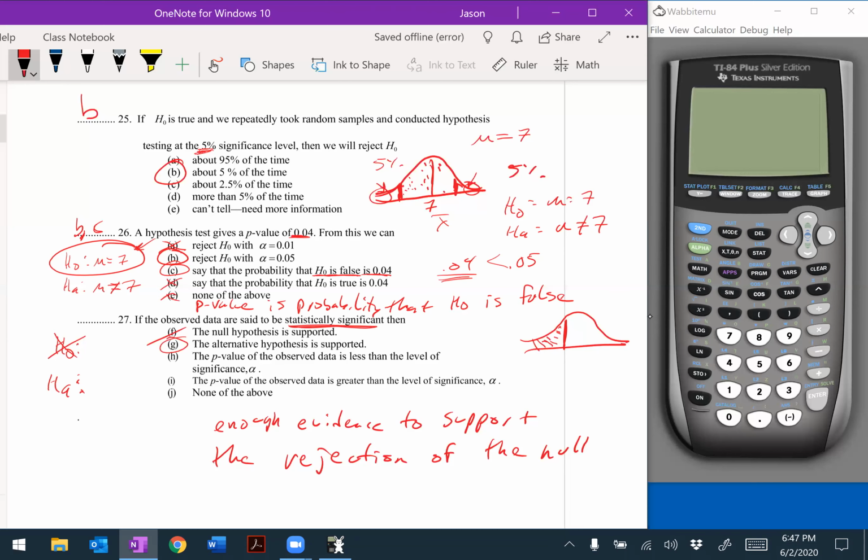The p-value of the observed data is less than the level of significance. Yes, the p-value would have to be less than alpha in order for the null to be rejected. So the p-value of the observed data is less than the level of significance, that is true. The p-value is greater, no, and no. So this is G and H.